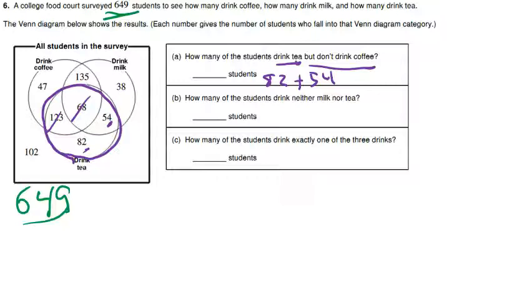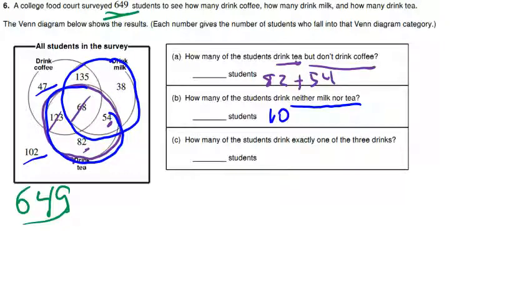Part B. How many of the students drink neither milk nor tea? So you cannot be drinking milk or tea, neither one. So you've got to throw out the milk people, which are located here. You've got to toss out the tea people that are right here. And so what's left over? These 47 people here and the 102 people here. So 102 plus 47 drink neither milk nor tea.